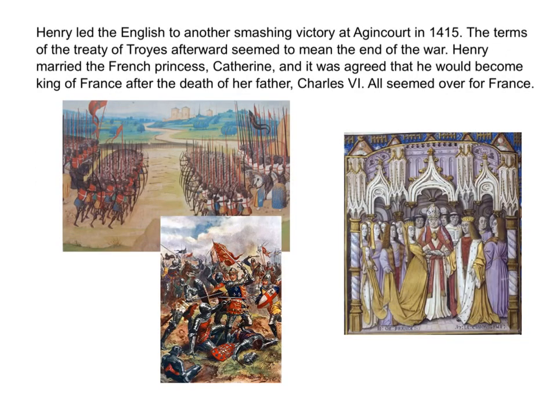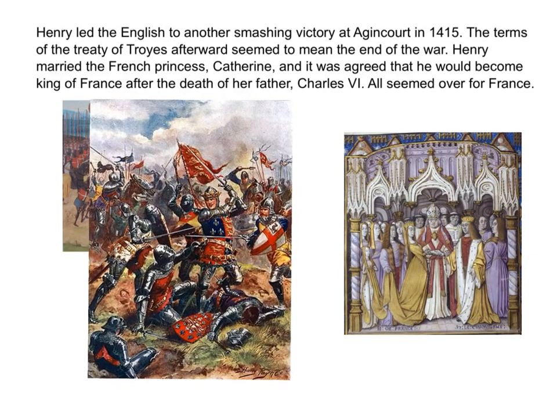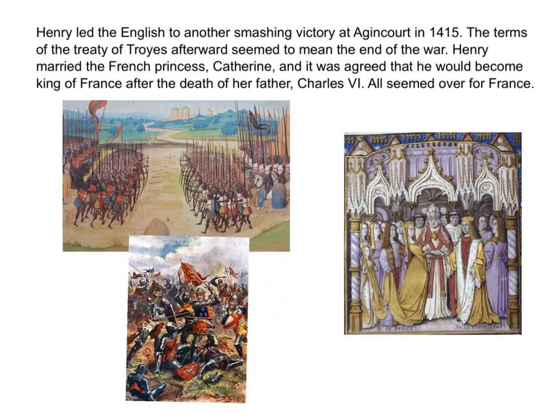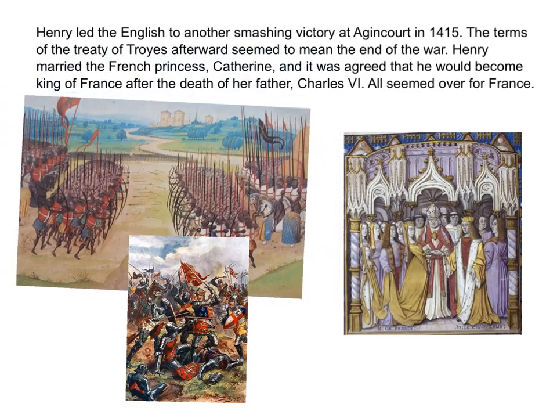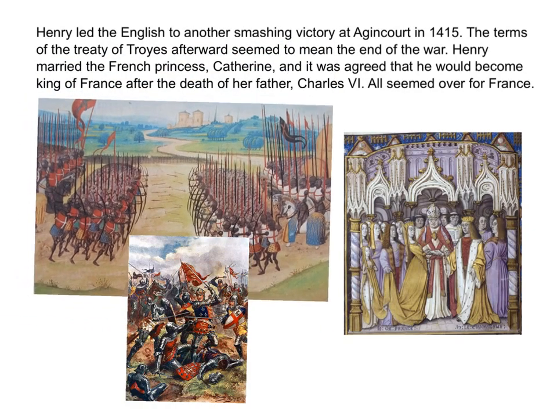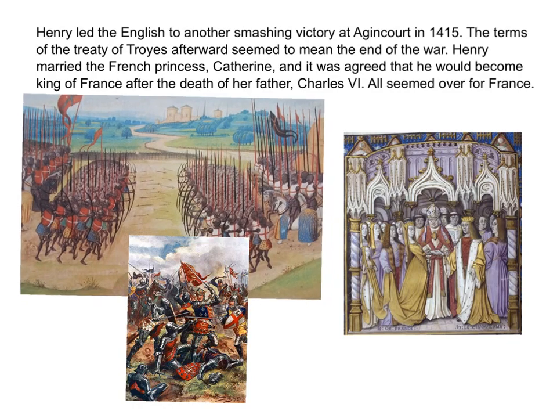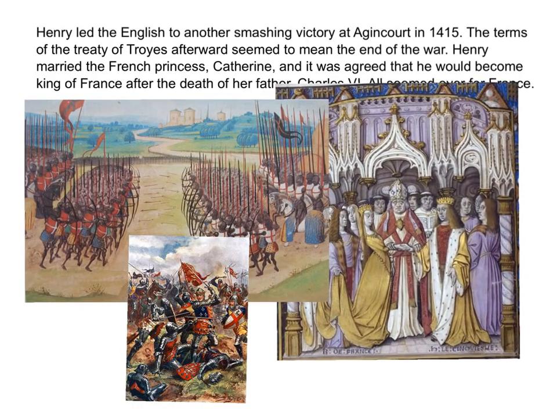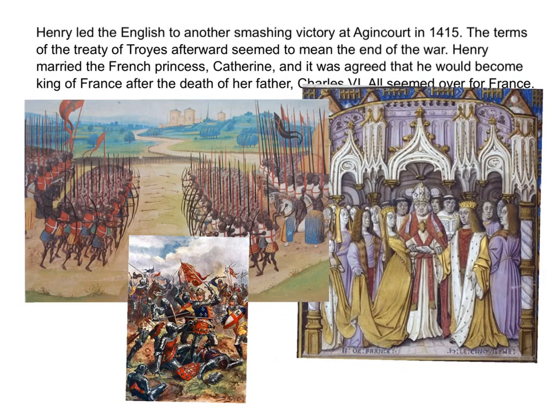Henry led the English to another smashing victory at Agincourt in 1415. And here's an actual contemporary picture of Agincourt right here. The terms of the Treaty of Troyes that came afterward in 1420 seemed to mean the end of the war. Henry married the French princess Catherine, as you can see right here. Here's Catherine, here's Henry. And it was agreed that he would become King of France after the death of her father, Charles VI. All seemed over for France.